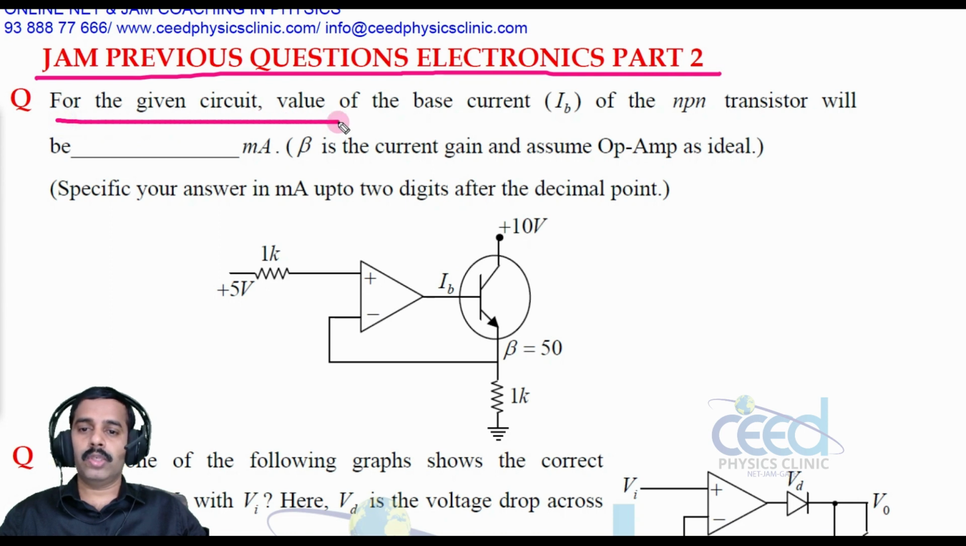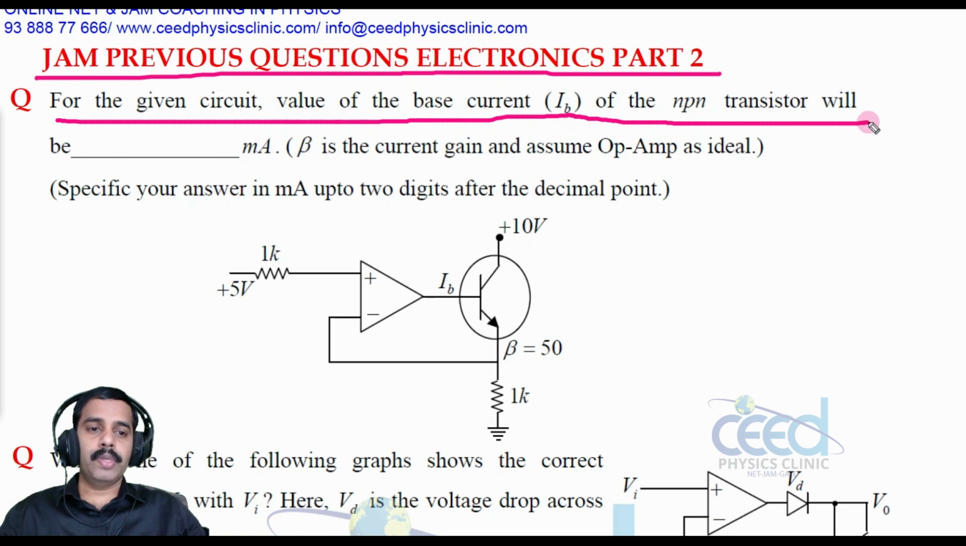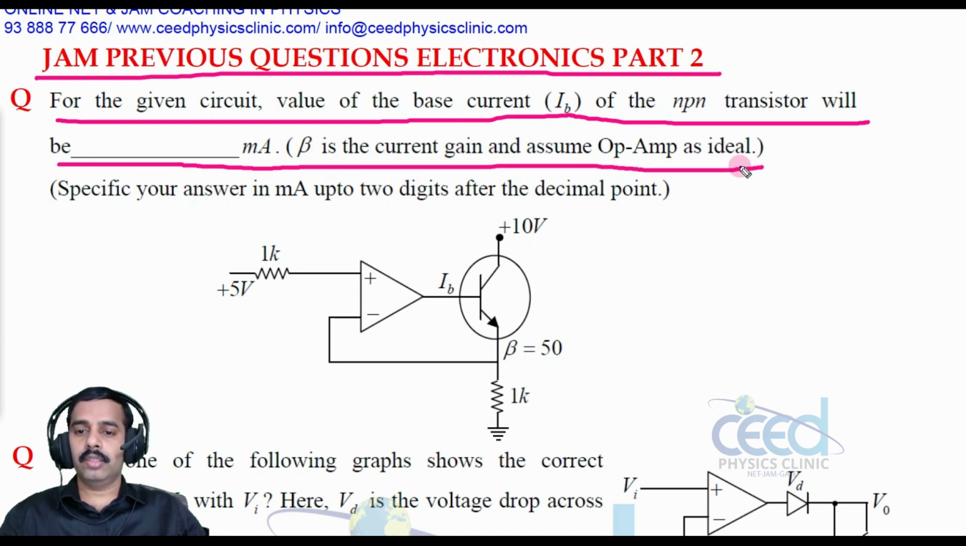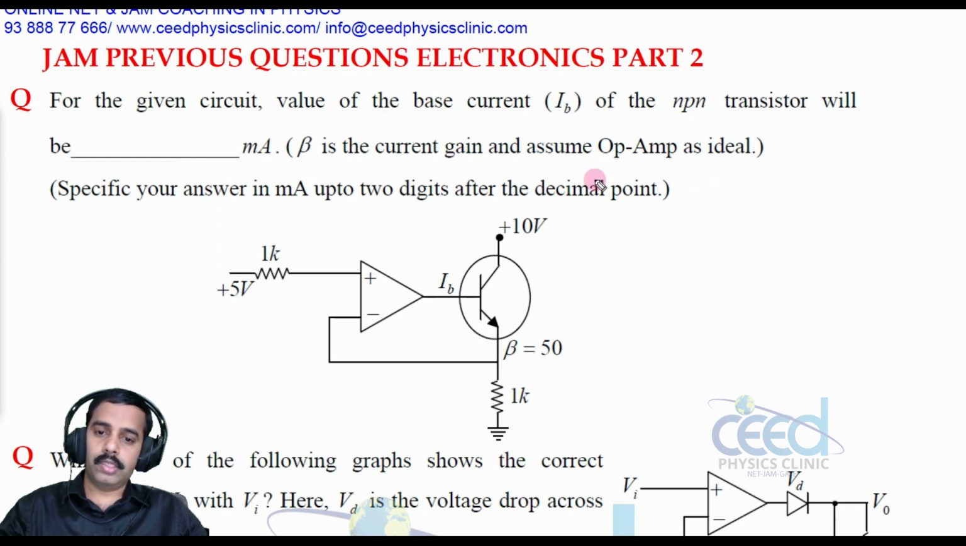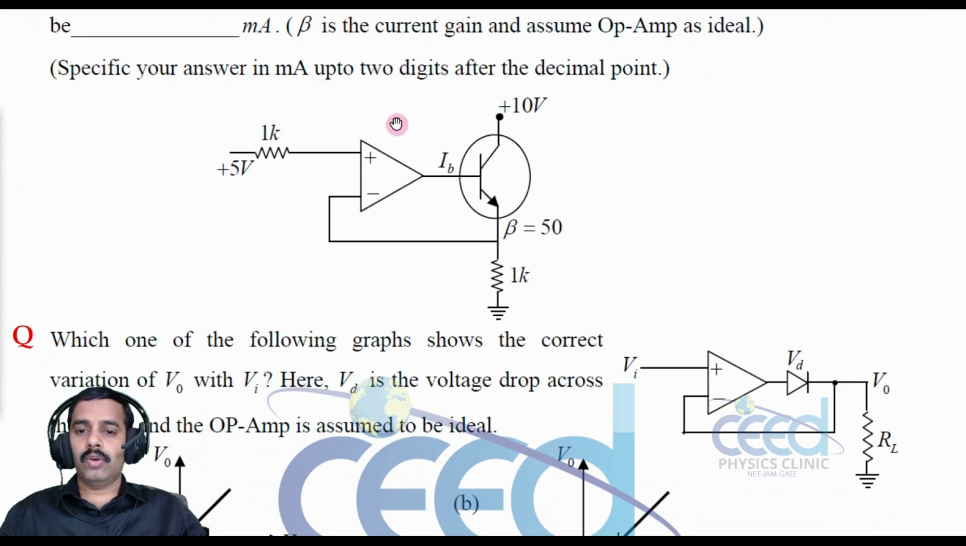For the given circuit, the value of the base current IB of the NPN transistor will be dash milliampere. Beta is the current gain. Assume that the operational amplifier is ideal. Here you are given an operational amplifier whose output is connected to a common emitter transistor, and the network is given like this. So we have to solve for IB.